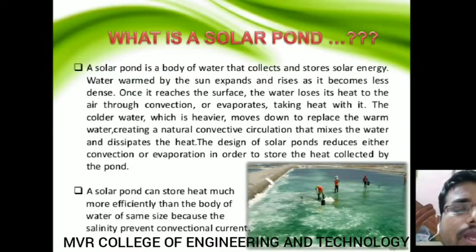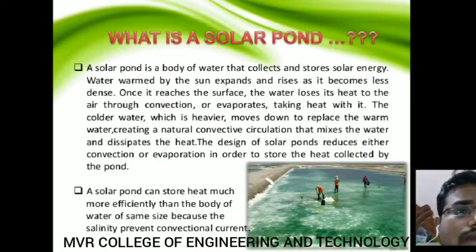I am repeating again: what is a solar pond? There is a land requirement here. In this land you take a space for the pond, and it is filled with water. The source of the water is also very important. There is salt in the water, and there will be three layers in the pond, and at the deep bottom of the pond there will be salt.